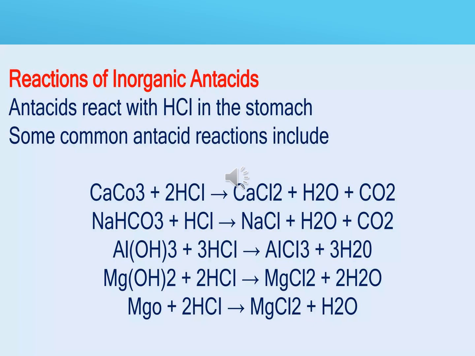Then aluminum hydroxide plus HCl gives aluminum chloride plus water. Magnesium hydroxide plus HCl gives magnesium chloride plus water. Then MgO plus HCl gives magnesium chloride plus water. So these are all the antacid reactions with some common antacids.